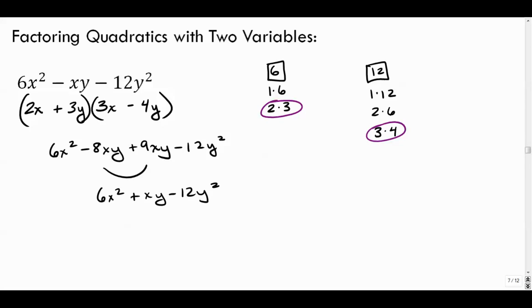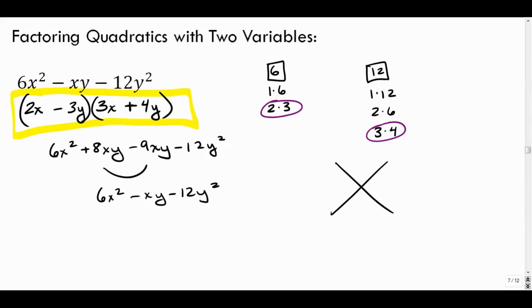And I can see that I'm pretty darn close to what I actually wanted. I wanted a minus xy in that middle. So let me just try to put this as my plus. That doesn't change the first term, it changes the outside to positive 8xy, changes the inside to minus 9xy, and it also changes that to negative xy. So that'll work. So the binomial factors of my quadratic are in yellow.